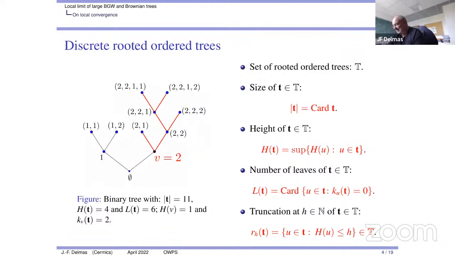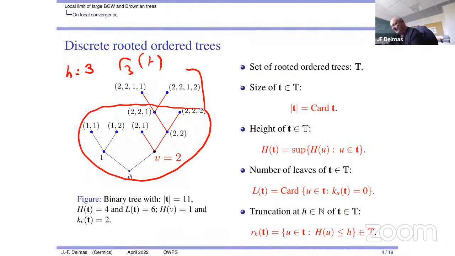And I will also use the truncation of the tree. So if I take h equal to 3, the truncated tree is exactly equal to this subtree here. Okay, so this is the kind of notation I'm going to use during the first part of the talk.